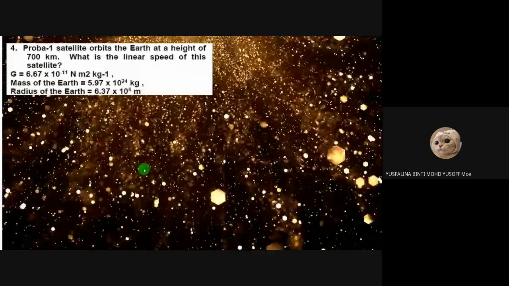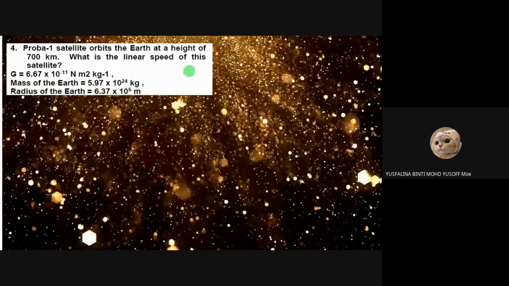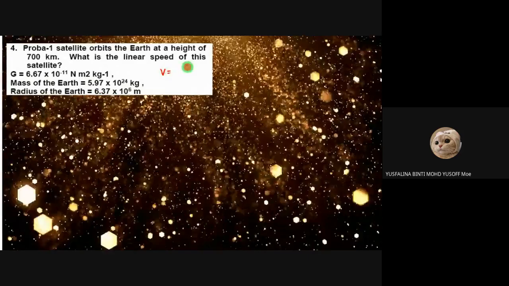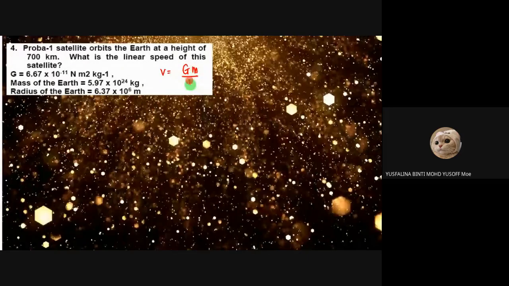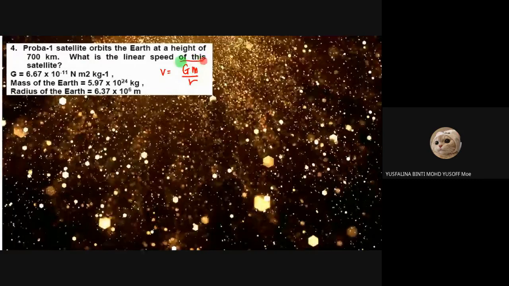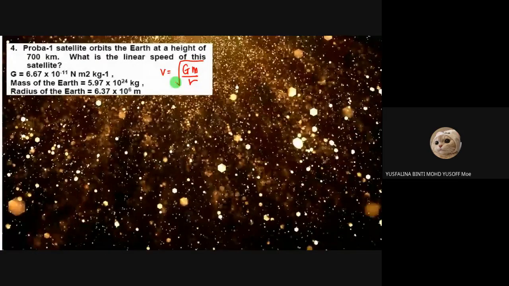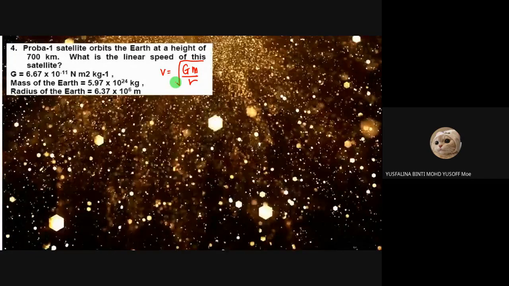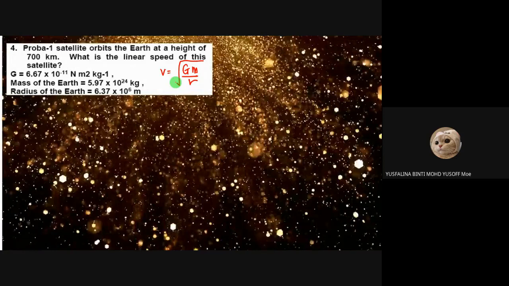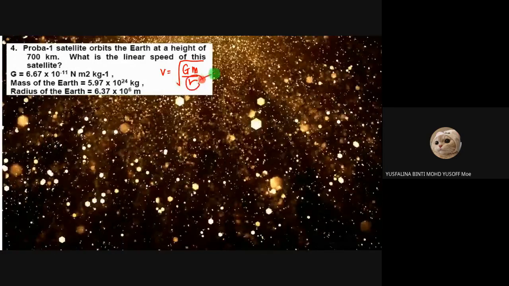Okay, so let's calculate for this one. What is the linear speed for this satellite? So we use v equals square root of GM over r, if I'm not mistaken. So this is the formula. G is already given, the mass is already given, the radius of the Earth is already given, and the height is also given. So this one should be R plus h.